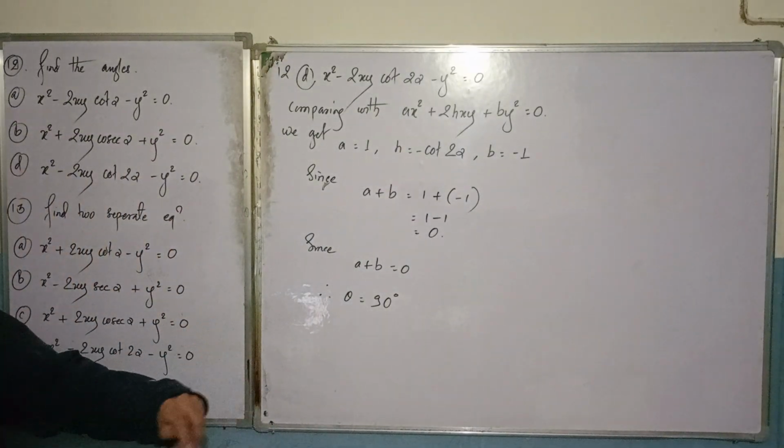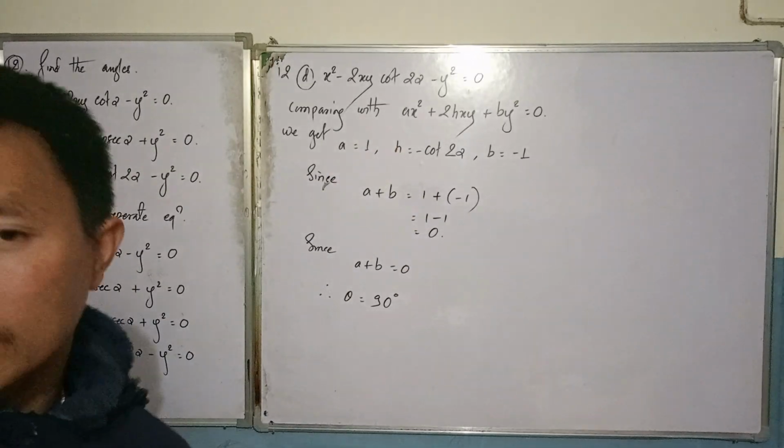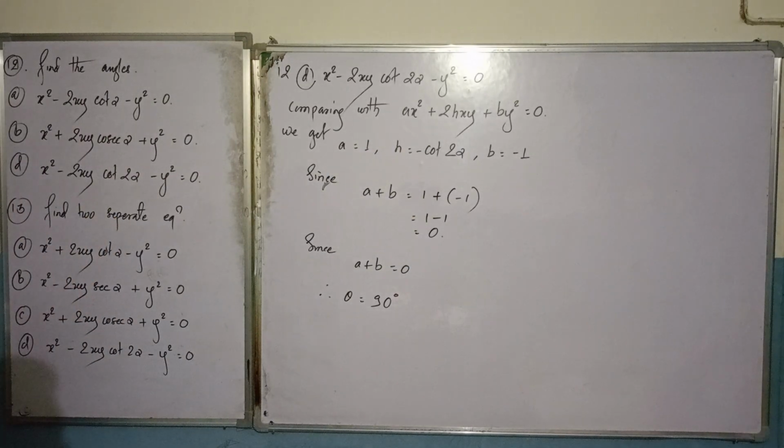Or you can apply the formula tan theta equals plus minus 2 root h squared minus ab divided by a plus b. This one is the shortest route that I have provided. You can see the conditions. If a plus b equals 0, then the lines are at 90 degrees, perpendicular to each other. Without further delay, let's move on to number 13.